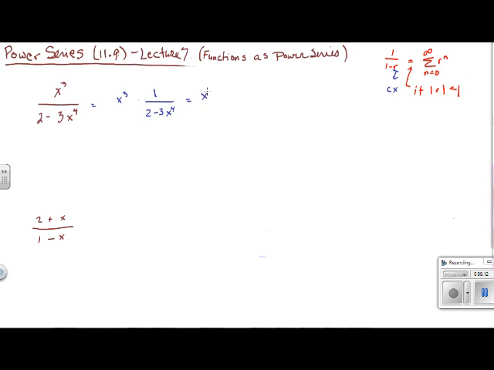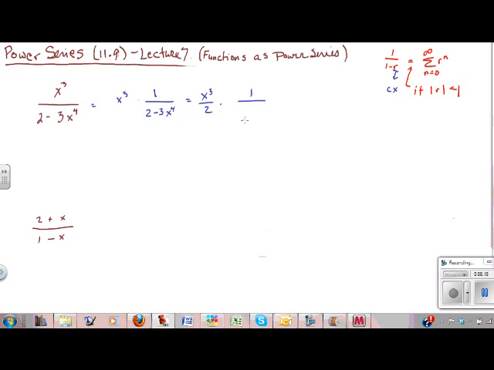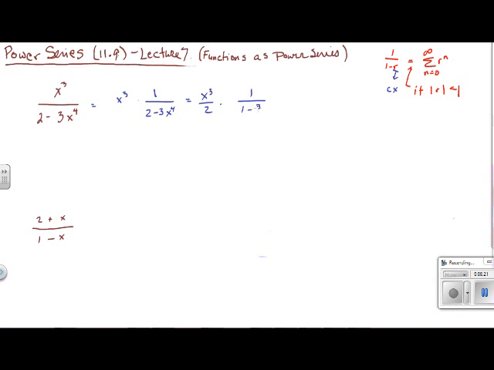So I'm going to get x cubed over 2 times 1 over, when I factor out a 2, I have to factor it out of each term. And I have that. Now that is in this form. And my r is equal to what? r is equal to 3/2 x to the 4th. So this is going to equal x cubed over 2, sum n equals 0 to infinity of 3/2 x to the 4th to the n.